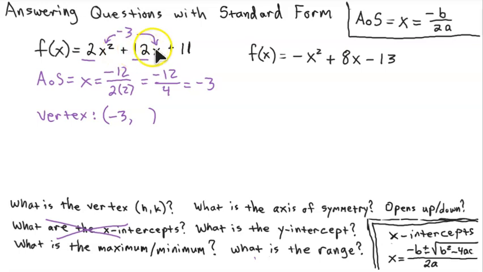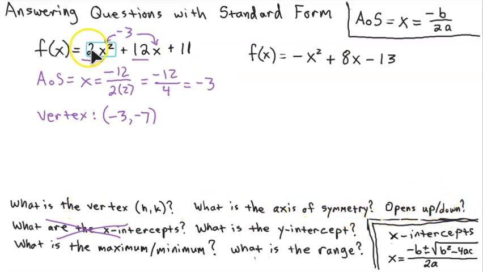So we have 18 minus 36. That's negative 18. And then we have plus 11. Negative 18 plus 11 is going to be negative 7. And so k is going to be negative 7. So what you do is you just plug h in for x into the original function, and the answer is going to be k.